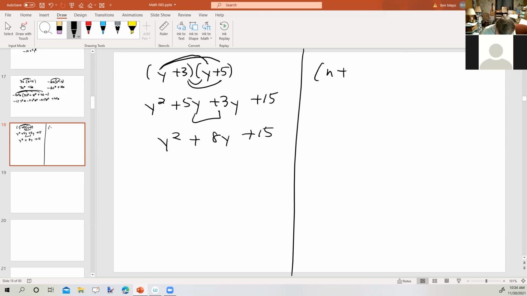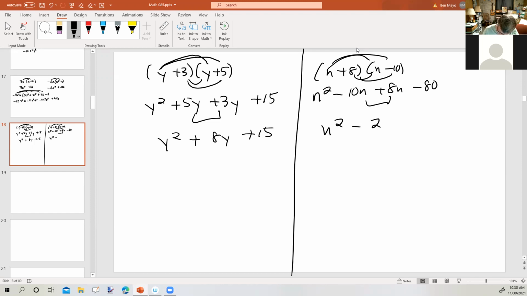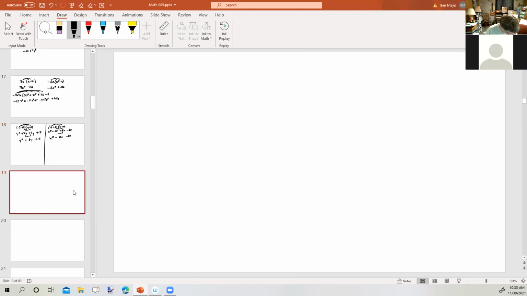And then another example, n plus 8 times n minus 10. N times n is n squared. N times minus 10 is minus 10n. 8 times n is 8n, and 8 times minus 10 is minus 80. Combining like terms, n squared minus 2n minus 80. All right.